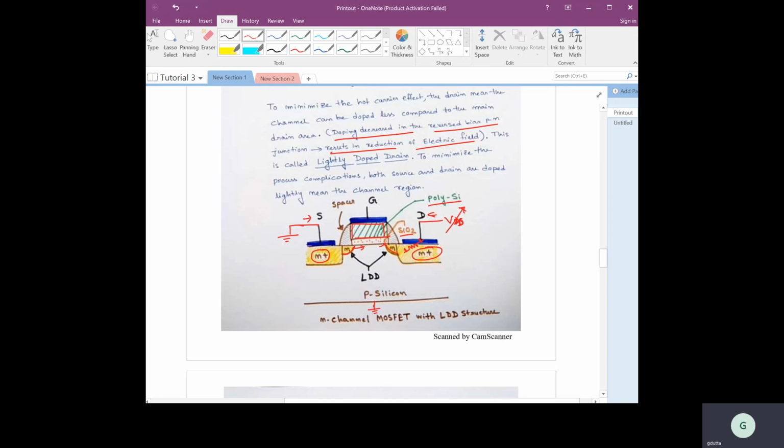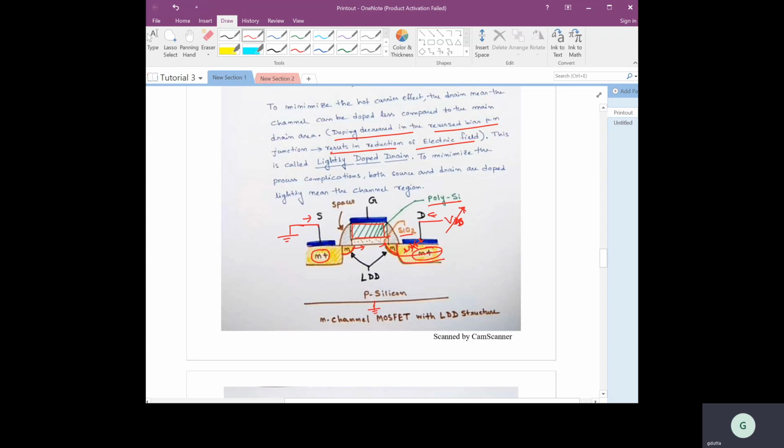But if you make the entire region lightly doped, then to avoid this issue, we need to make the maximum region heavily doped. Only the small region, to prevent the hot electron effect, we make lightly doped. So that's why it is called the lightly doped drain region.